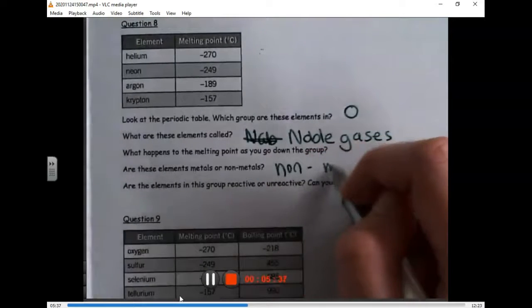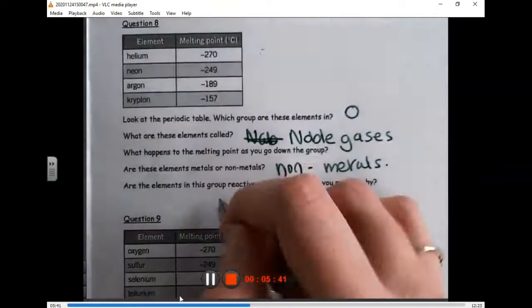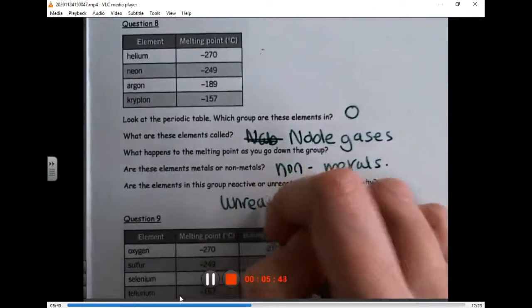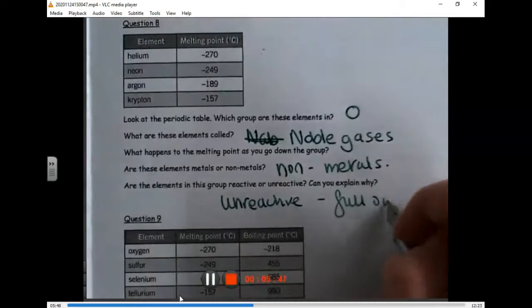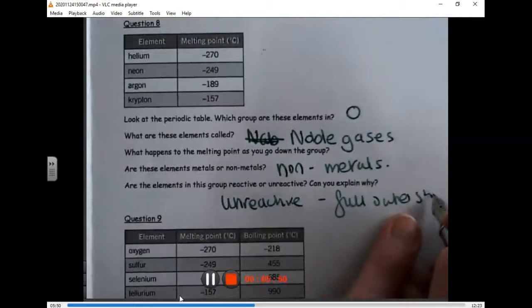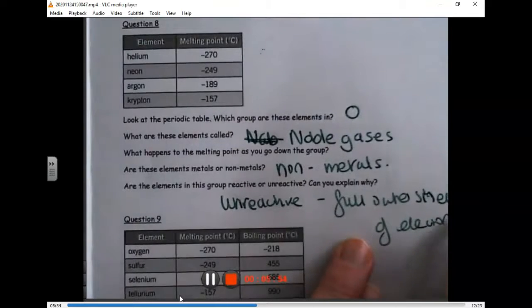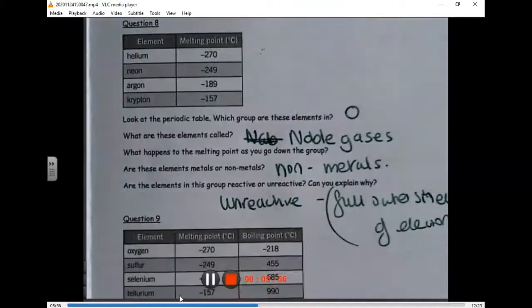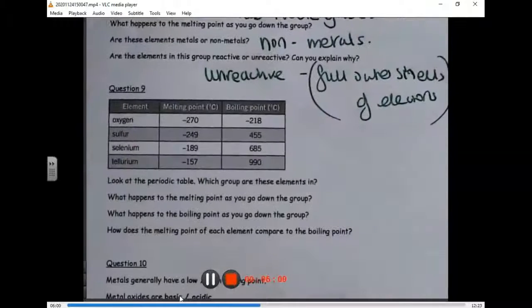They are non-metals. Are the elements in this group reactive or unreactive? They are unreactive. The reason for that is they have full outer shells of electrons. Now that is GCSE knowledge, you don't necessarily need to know that. Question 9.